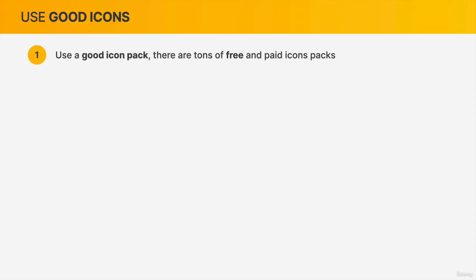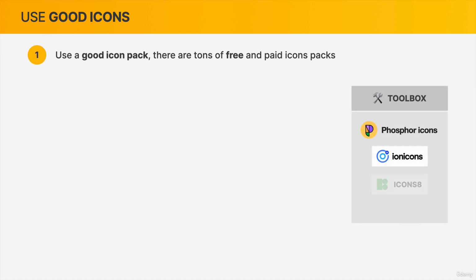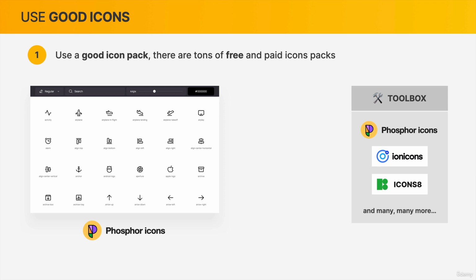And probably the most important rule of using icons is to use a very good icon pack and not simply some random icons that you find online. And there are a lot of icon packs available online, both free and paid options. But free icon packs such as Phosphor icons, Ion icons, and Icons 8 can actually take you a long way. For example, the Phosphor icons, which look like this, are actually a very good source of high quality icons.